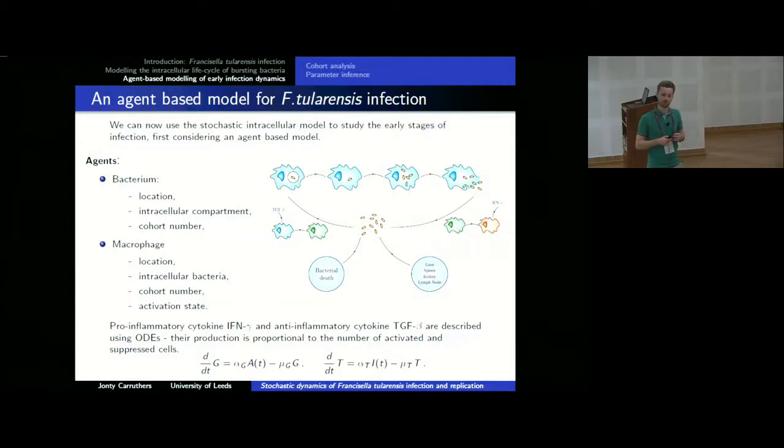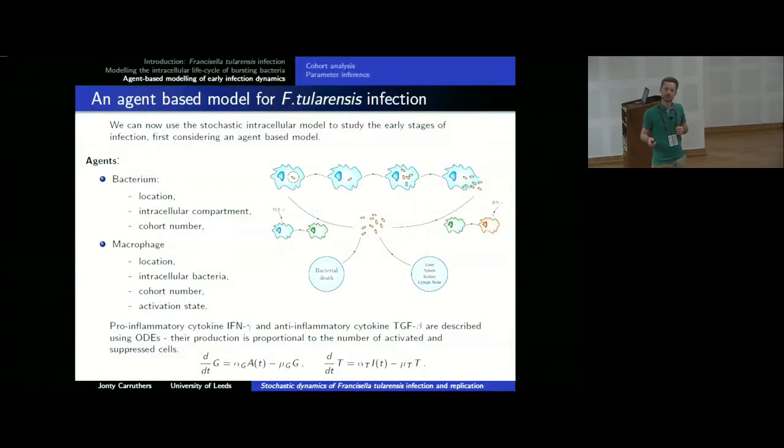For macrophages, we have the same location attribute as for the bacteria. We have a list of the bacteria that are contained within the cell. Again, we have a cohort number, but this is so we can classify the rupture event, for example a cohort one rupture event, i.e. the bacterium that first infected it was a cohort one bacterium. And then we also have an activation state. Here we're assuming that macrophages start off naive. If they become infected, they enter this suppressed state and they would secrete TGF-beta.